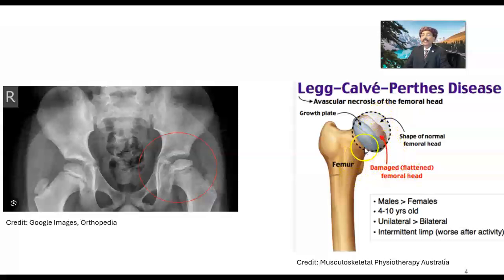Okay, and this is the growth plate here. The child is around 4 to 10 years old. There will be limping. Okay, there will be muscle atrophy eventually.